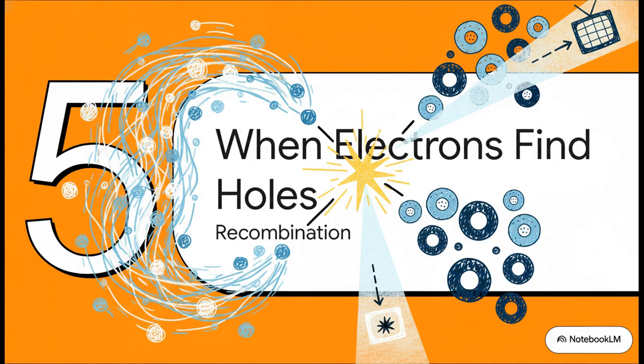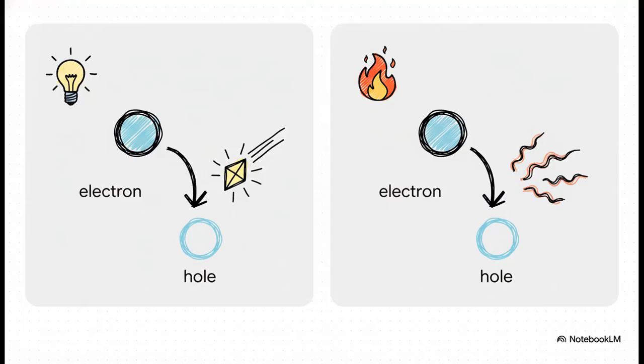Okay, so what happens when one of those free-roaming electrons finally bumps into one of these mobile holes? This is it. This is the moment where all this physics connects directly to the technology in our lives, from the screen you're looking at to the lasers that read your data. This little meeting is called recombination, and it can go down in two very different ways.